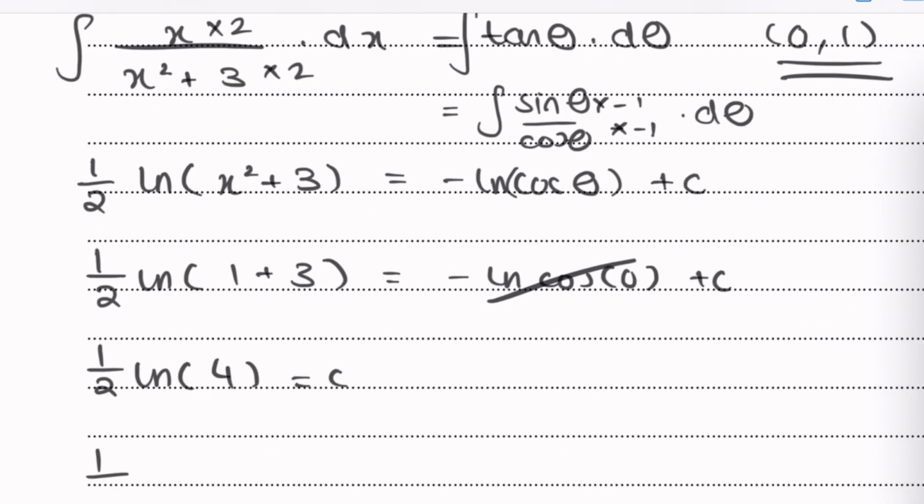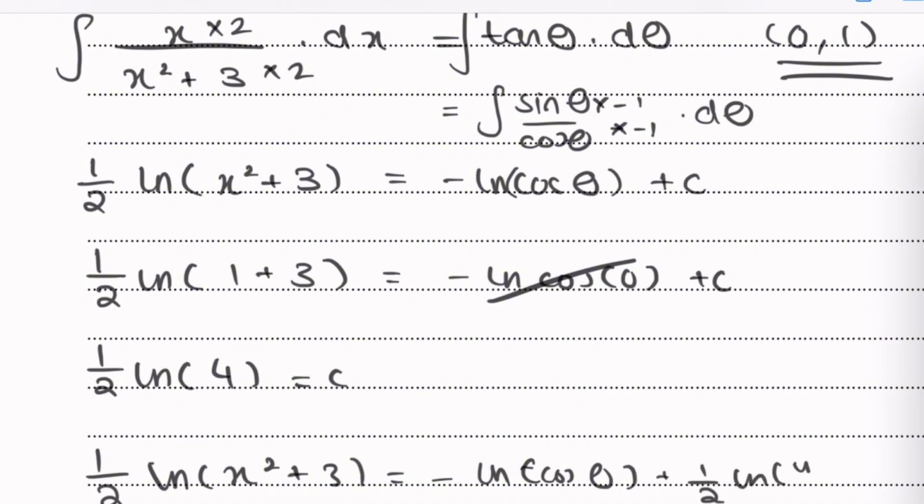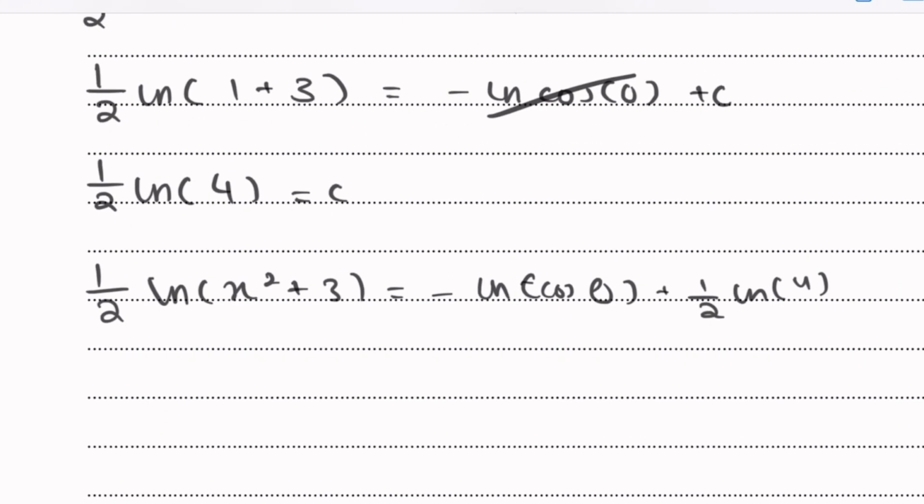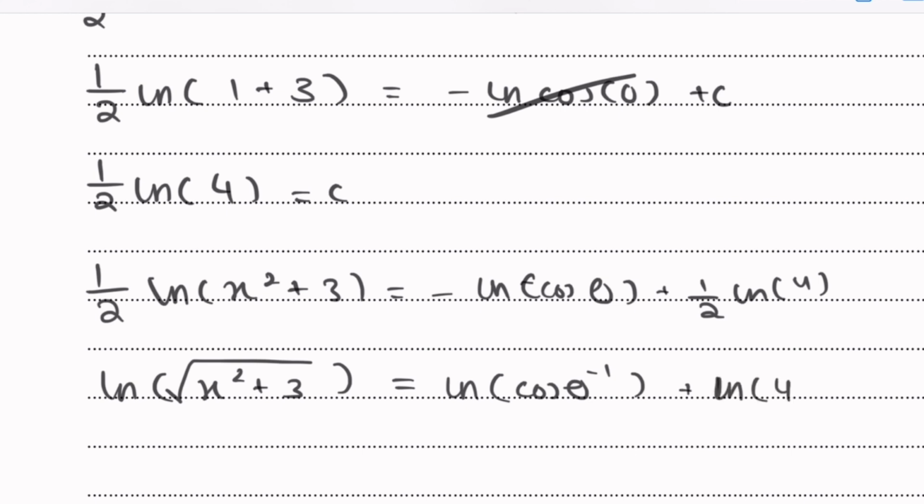So now the entire equation is in terms of ln, and so you get 1/2 ln of x squared plus 3 equals negative ln of cosine theta plus 1/2 ln of 4. Now in order for me to remove the ln, I'll make everything one ln, combining them using the multiplication law, then I can cancel out the ln. So first let's remove any coefficients of ln. That's just the square root of x squared plus 3, which must equal, again removing the coefficients of ln, ln of 1 over cosine theta plus ln of 4 to the power of half.